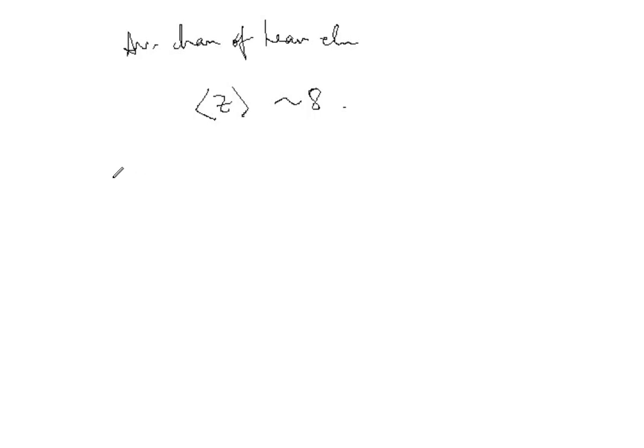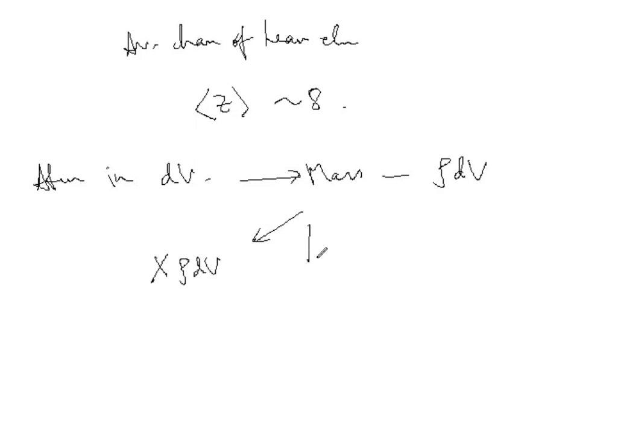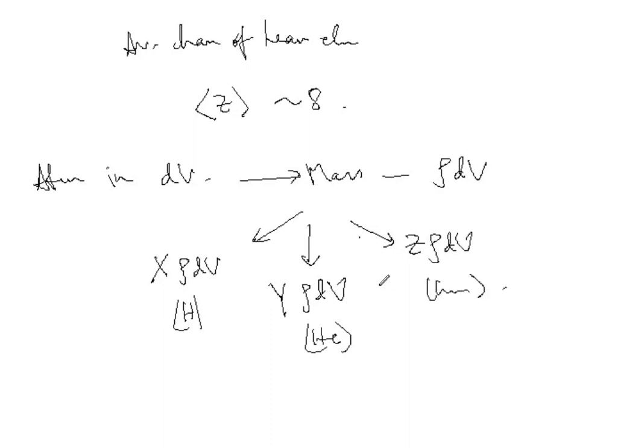Now let us consider the number of atoms in a differential volume dV. The total mass will be rho dV. Fine. And hence the masses of hydrogen, helium and heavier elements are: hydrogen x rho dV, helium y rho dV, and z rho dV for heavier elements. Okay. Now in this amount of matter, how many hydrogen nuclei are there? The number of hydrogen nuclei is x rho dV divided by mp.